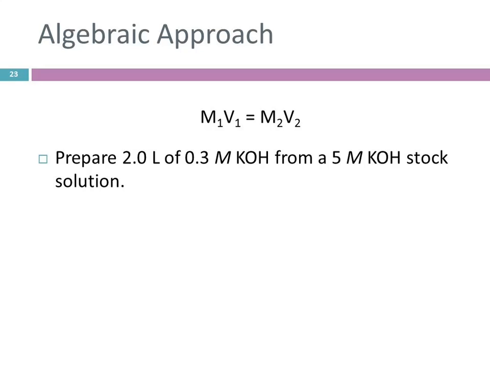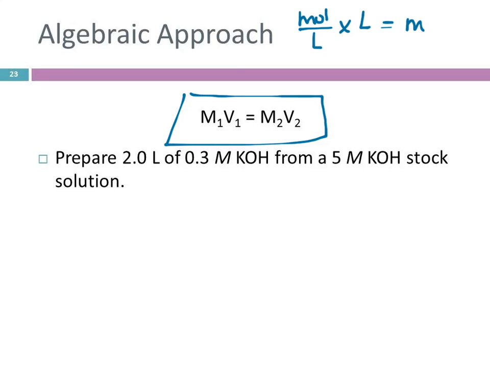Here's an equation: M1 V1 equals M2 V2. This works because what is molarity times volume? Molarity has units of moles per liter, right? And volume with units of liters would get us moles. If you take the concentration of a solution in moles per liter and you multiply by the volume in liters, you get the moles of solute. The moles of solute in the first solution equal the moles of solute in the second solution. That's why this equation works.